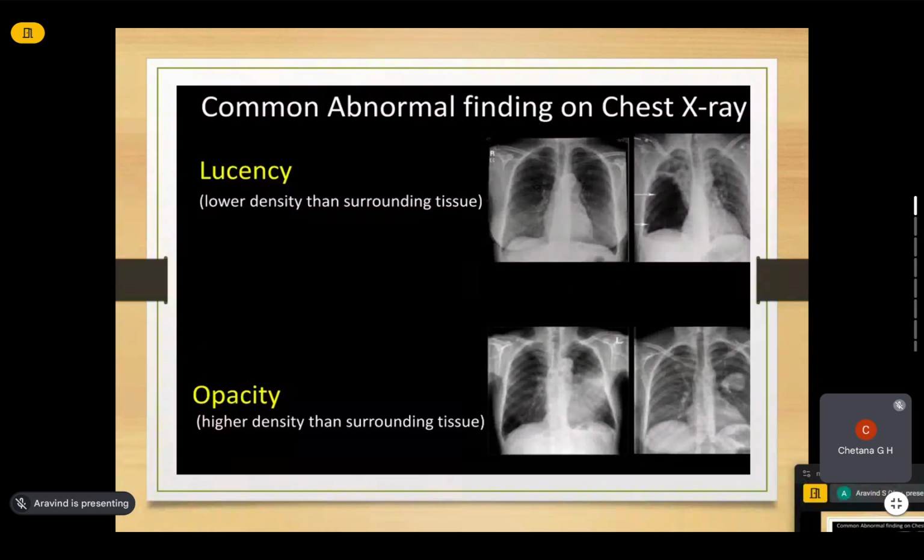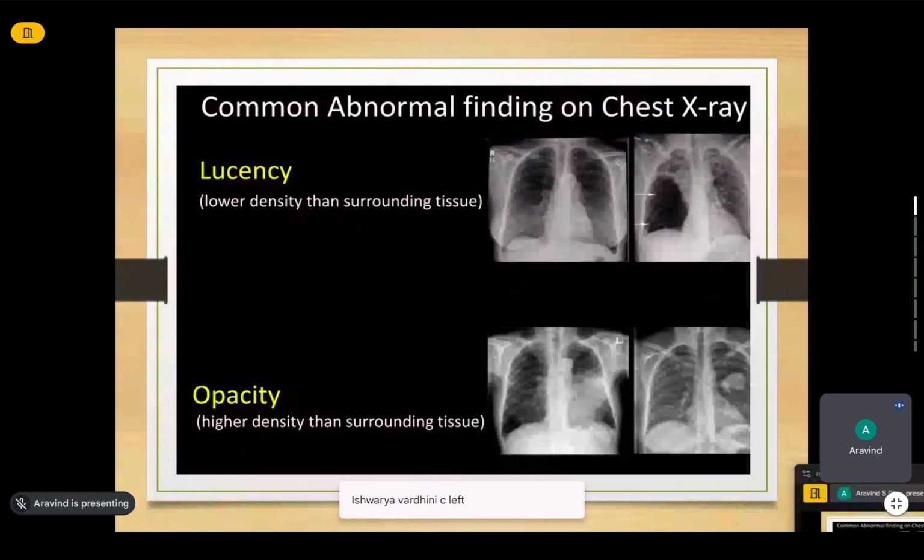If the density is less, it is called lucency, and the structure appears dark or blackish when compared to the other structures in that particular lung zone. And if it is of high density, it is called opacity, or the structure is opaque. So it appears brighter when compared to the other structures in the zone. This is just the basic outline. So these are the common abnormal findings. Basically, it would be either lucency or opacity, lesser density or higher density.